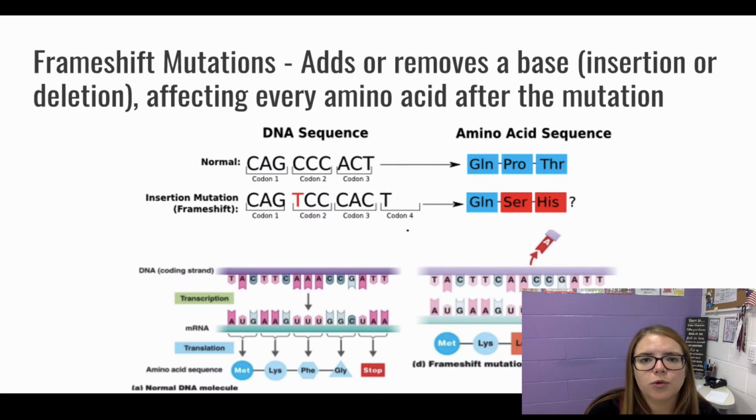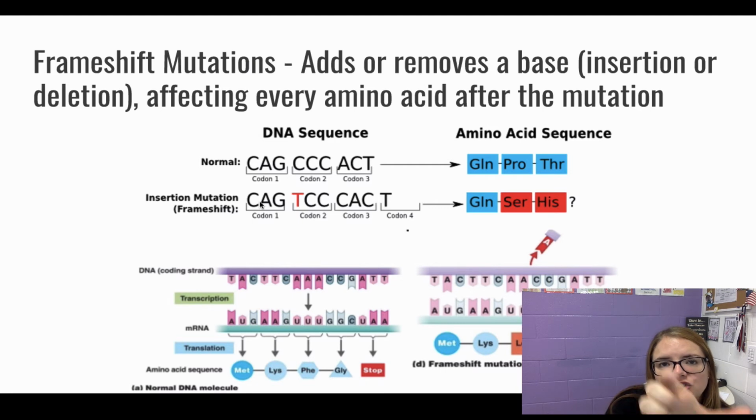These mutations are going to add in an extra base or take out one of the bases. And they're called frameshift because they're going to shift the entire reading frame. All right, so look at this first picture here, right? The normal reading frame is this, right? We read in threes, so CAG, CCC, ACT, right, to make this amino acid sequence. This is an insertion, right? We've inserted an extra base here, T.